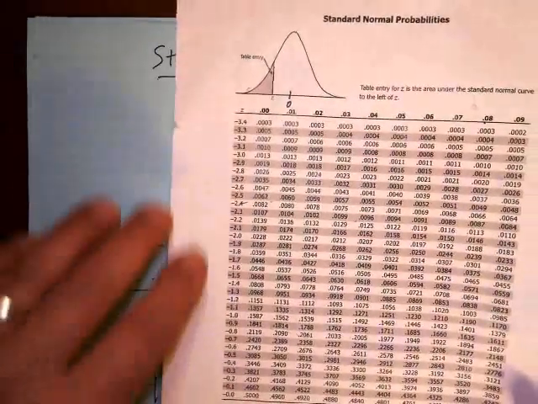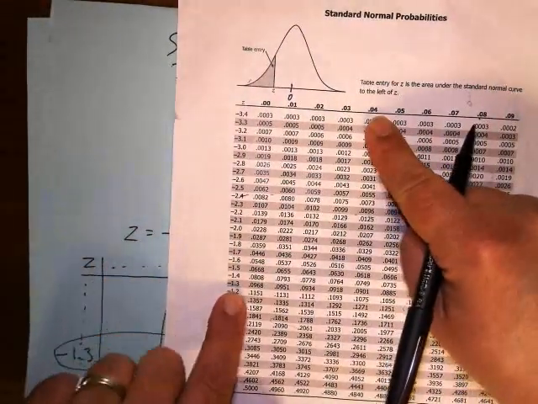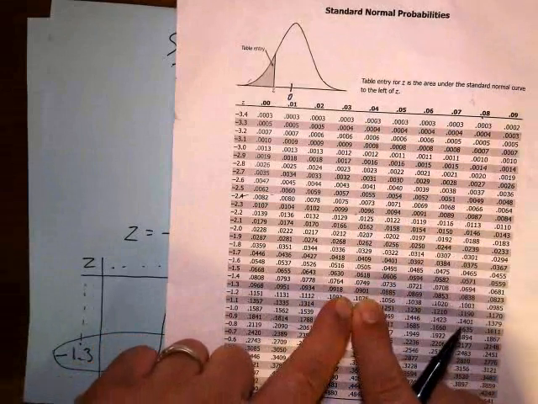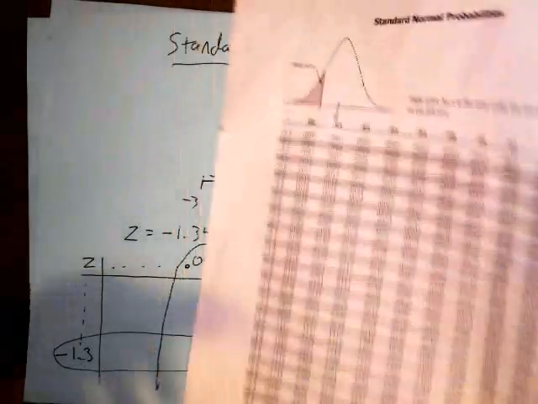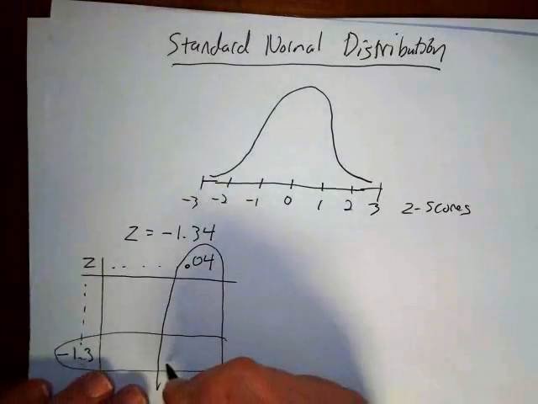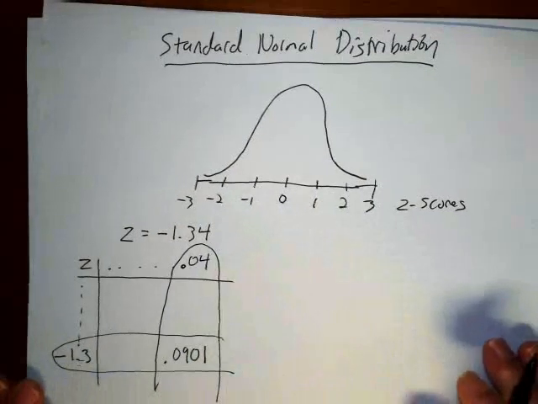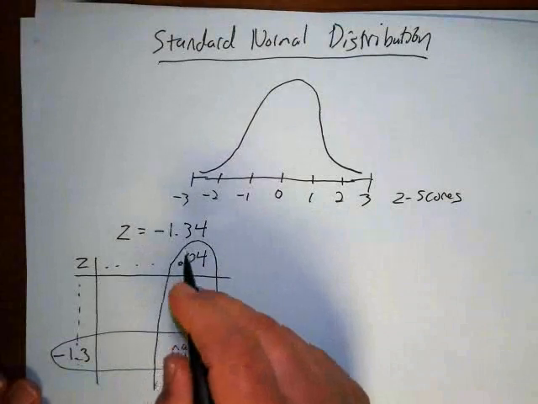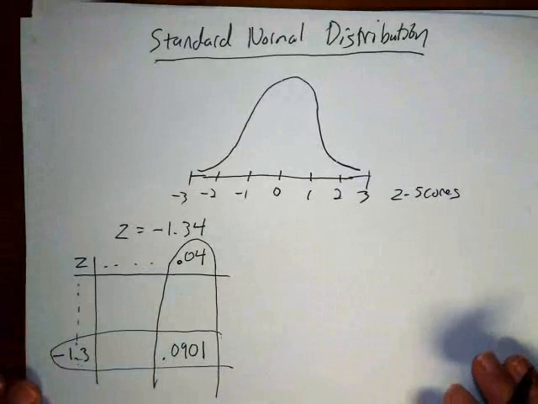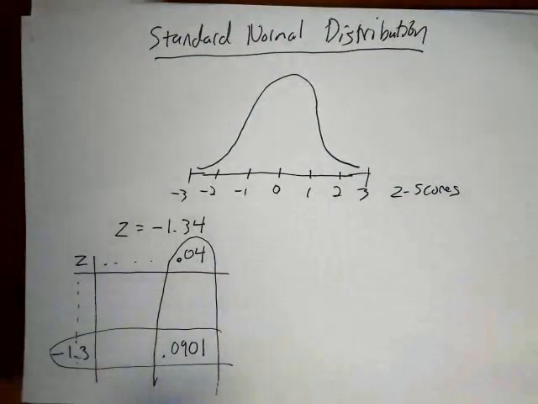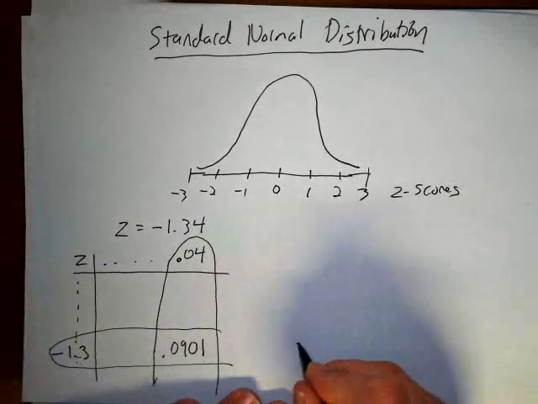So let me show you on here. So -1.3, 0.04, these intersect at this number right here, and that number is 0.0901. So the number I get is 0.0901. Okay, so that's how you look up a z-score, and this is the number that I get on the table for that z-score. So now let me explain to you what this 4-digit number is.